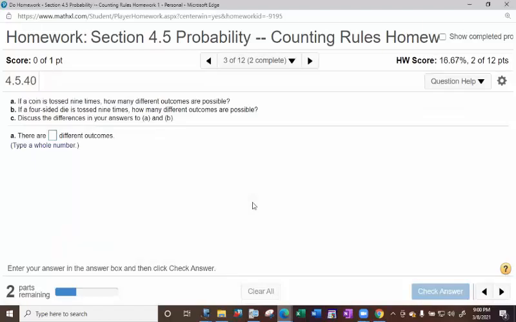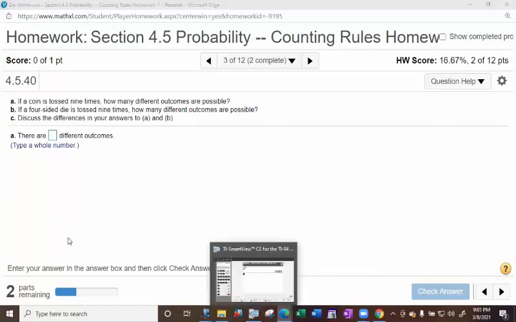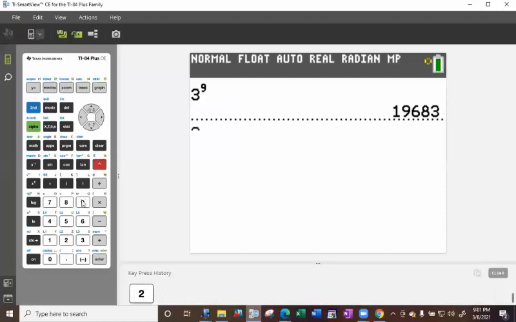A coin is tossed 9 times. How many outcomes are possible? Well, there's 2 outcomes on each coin, 9 times. How about 2 to the 9th? That sound good? 512.